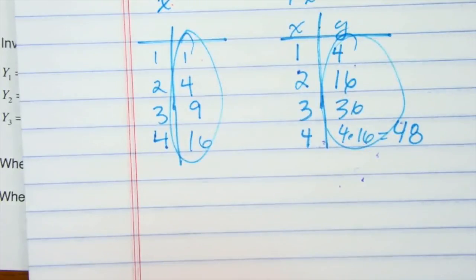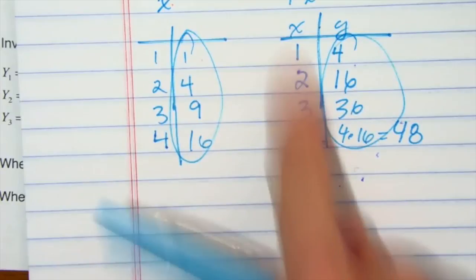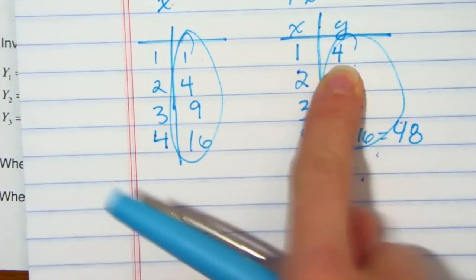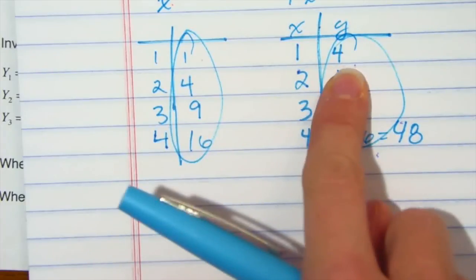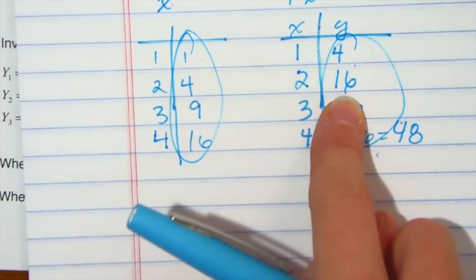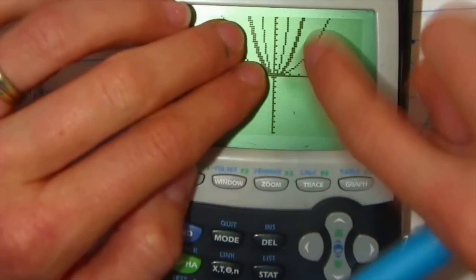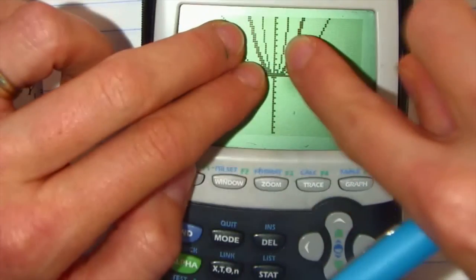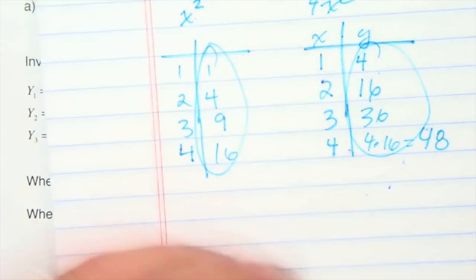So if I have 1, and 2 and 3, 4, I still have those points there, right? But now, instead of going up 1, I'm going up 4. Instead of going up 4, I'm going up 16. So this is what it looks like here. This was my original graph, and this is 4x squared. So what is changing in your points?